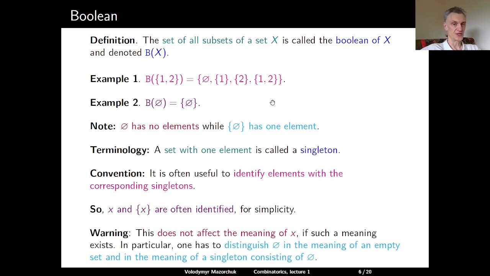However, there is a catch. If this element is a set in itself, one should distinguish the singleton set from the set represented by this element X. So one should distinguish the empty set and the set which consists of the empty set as one element.